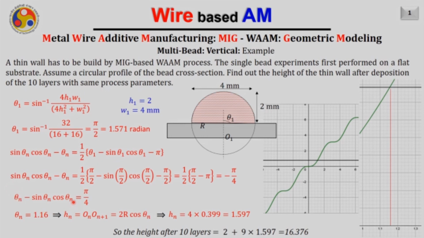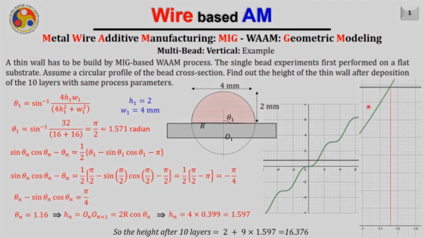It is freeware. You can download it and plot the right hand side curve and the left hand side curve and find the intersection point. Here, the left hand side curve, which is theta n minus sine theta n into cos theta n, is plotted in this graph. The green color graph represents theta n minus sine theta n into cos theta n. The right hand side, that is y equals pi by 4, is plotted and shown in black color. The intersection of the green and black graphs will be the solution of this equation.